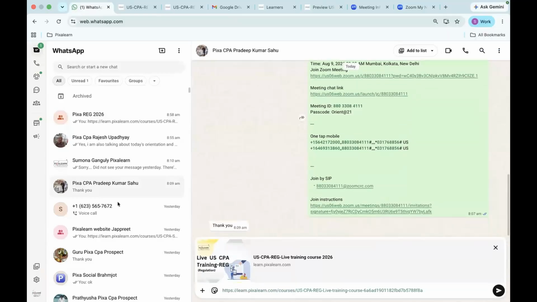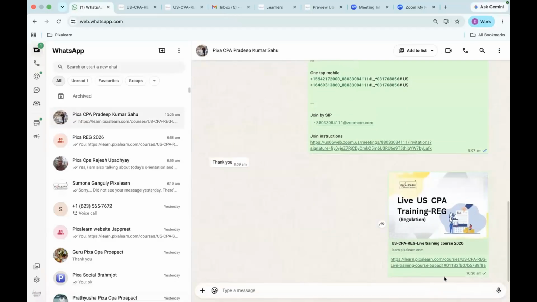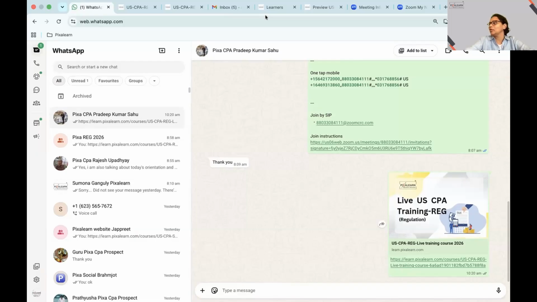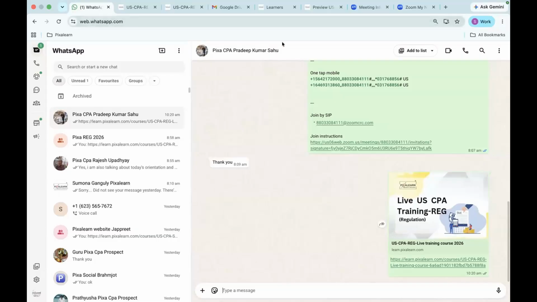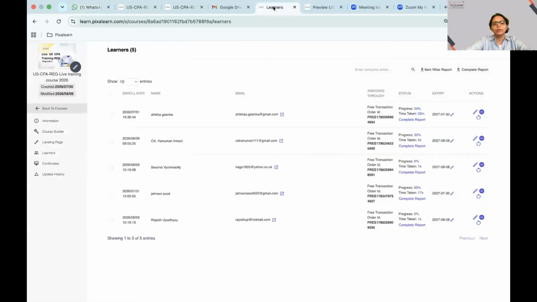Just join the course. You already have a login, so you should be able to just click on "buy now for free." I should be able to see you in the learners list. So I've seen Rajesh, Janvi, Shwarna, Hanuman, Shikha. Pradeep, I should see your name once you're logged in. It has not shown up yet.